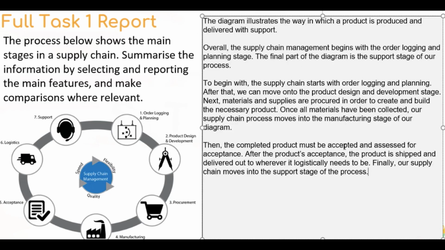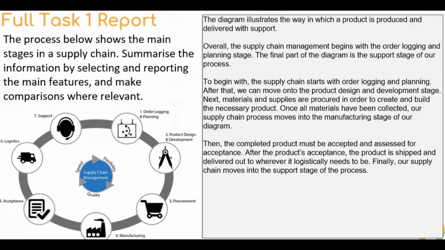So let's go back to the start and read through. The diagram illustrates the way in which a product is produced and delivered with support. Overall, the supply chain management begins with the order logging and planning stage. The final part of the diagram is the support stage of our process. That's my overview there. To begin with, the supply chain starts with order logging and planning.